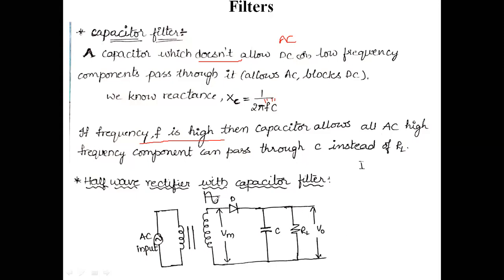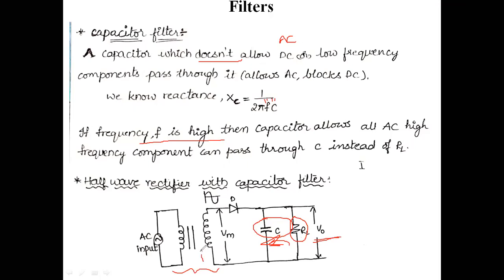The same circuit diagram, the construction part is the same. That is step down transformer, diode D1. Before the load resistance RL, I am going to place one capacitor in parallel to the load resistance, that is C. Capacitor C is placed before load resistance RL. From load resistance RL, we are going to find the output voltage V0.